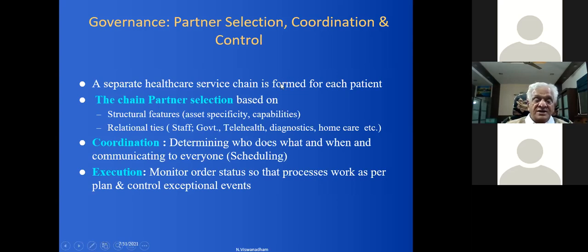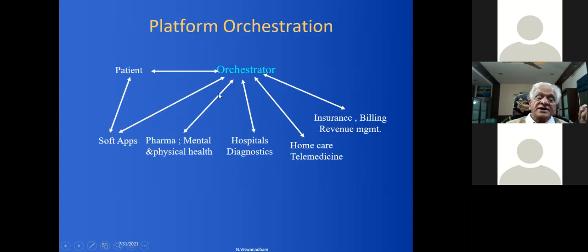That is called governance. In the business literature, a platform is called an orchestrator. An orchestrator, you must have seen in music, he doesn't play violin or anything like that. He just does the tapping. And that is what this platform is doing. A patient goes to pharma, mental health, hospital, diagnostics, home care, insurance billing, and several others, which are managed by the platform. So that is what the platform does.